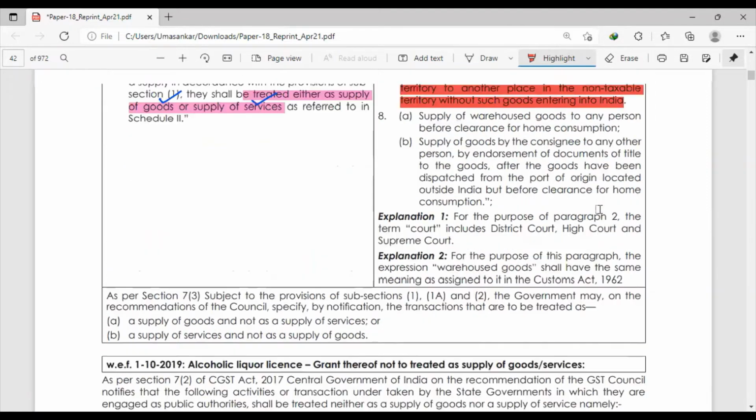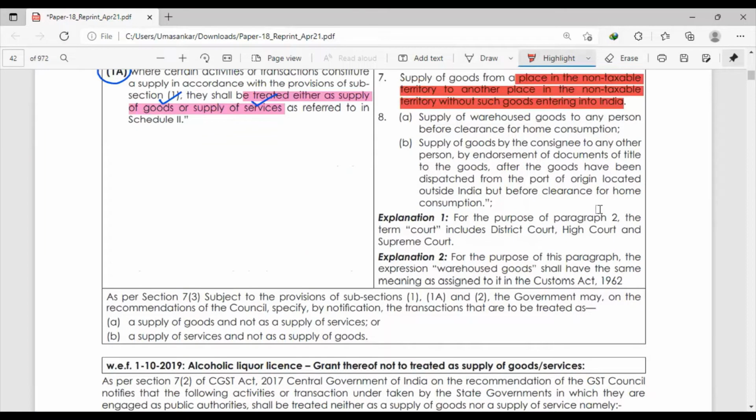Next, supply of warehoused goods to any person before clearance for home consumption. We have not studied customs, but I will still tell you. Warehoused goods means when, under the Customs Act, any goods have been imported, first they are taken either for home consumption or for warehousing. Suppose they have been taken for warehousing and afterwards will be taken for home consumption. Before being taken for home consumption, they are stored in a warehouse. At that time, if the supply is transferred to any other person, then it will also not be considered as a supply.